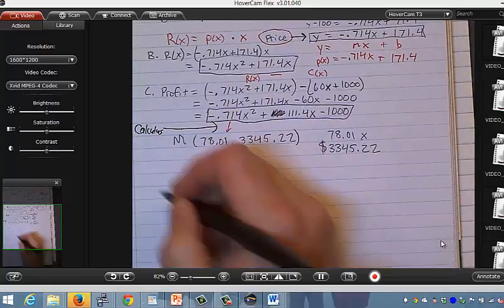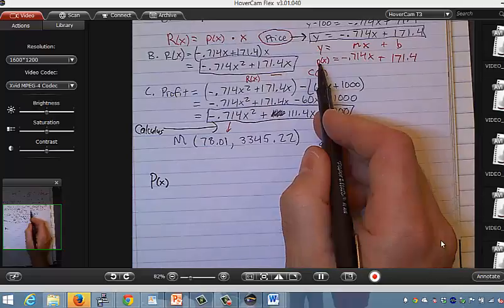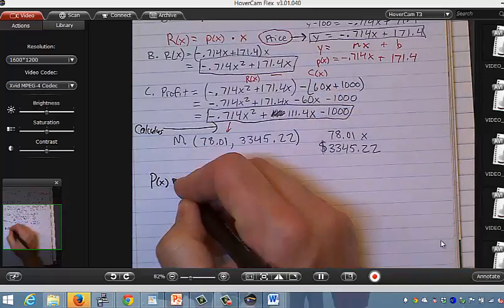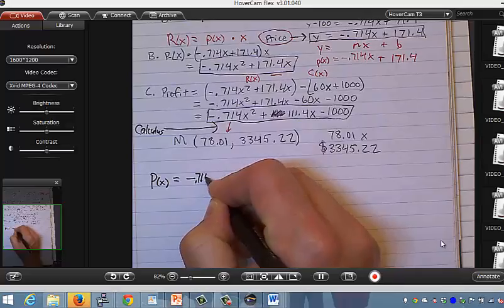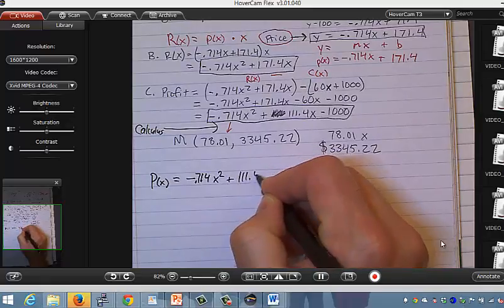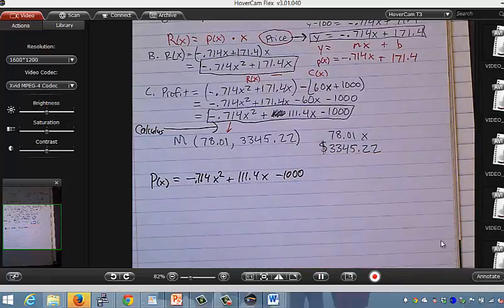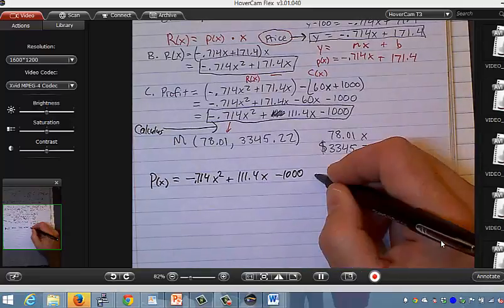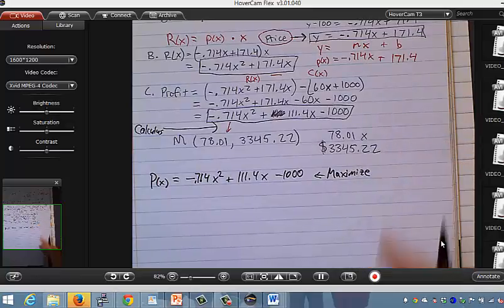So let me go ahead and write capital P of x. See, I use a little p for price. Capital P of x, my profit function, if I believe everything they did, which I do, negative 0.714x squared plus 111.4x minus 1,000. That's my profit function. And I want to maximize this, right? So how do I maximize it?